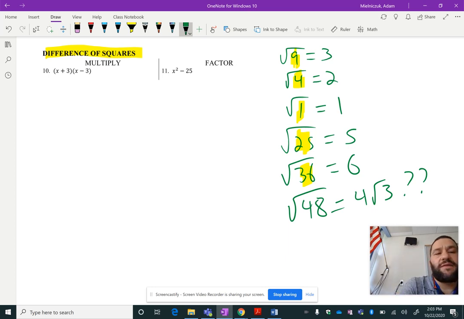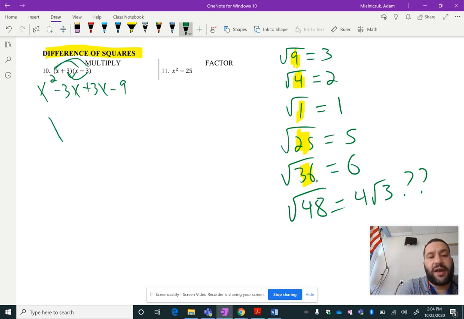So let's first multiply. Let's do FOIL. So x times x is x squared. x times negative 3 is negative 3x. 3 times x is 3x. 3 times negative 3 is minus 9. When you simplify it, what do you get? You get x squared minus 9.